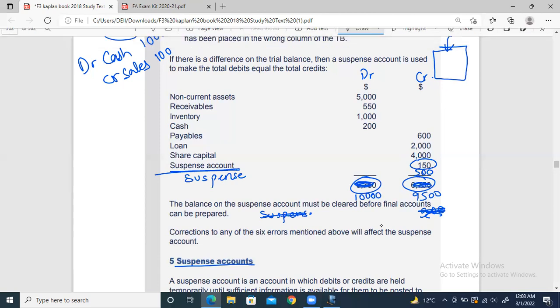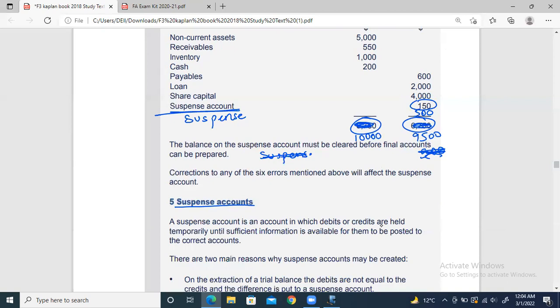So on whichever side there is a difference in the trial balance, and if we cannot find the cause of that mistake after many months, many days of investigation, then we have one rescue option, which is a suspense account. Right, now let's start studying something about the suspense account as well, because these errors were very short, very easy to understand. The main trick lies in this topic, which is this suspense account.